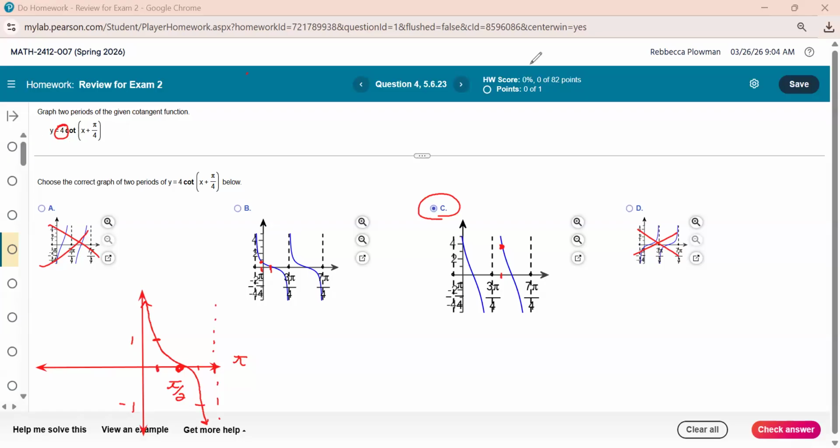So really quickly, you can pretty much eliminate 2 of your solutions quickly just by knowing the basic shape and knowing if it's reflected or not. And then the rest is just trying to identify a few points.